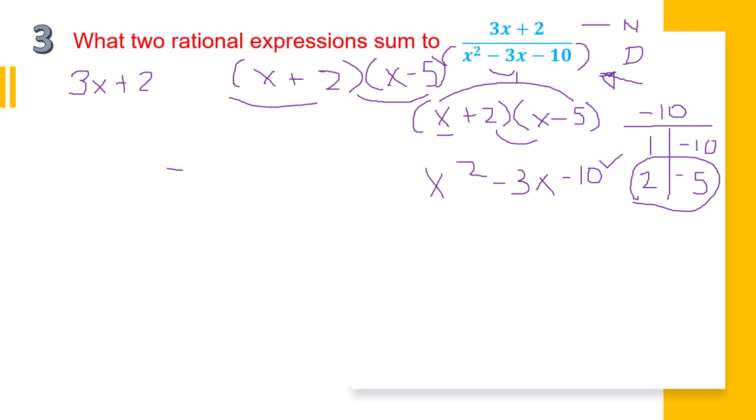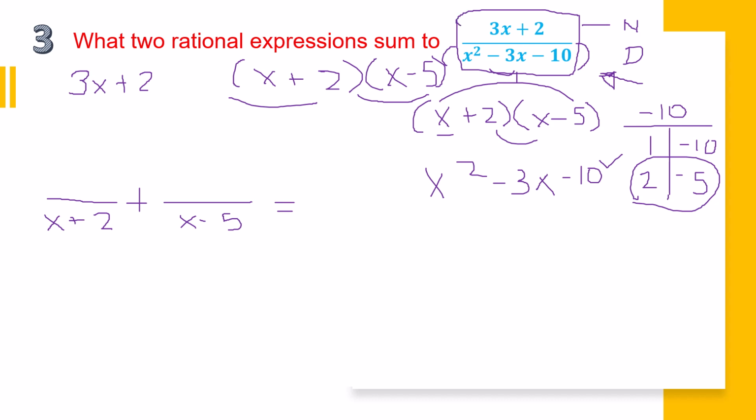Okay, we're going to take those two factors and we're going to put them into two smaller fractions. One with the denominator x plus 2 and one with the denominator x minus 5. We're going to add those together to get, I won't rewrite this, but add those together to get this. Maybe I should rewrite it.